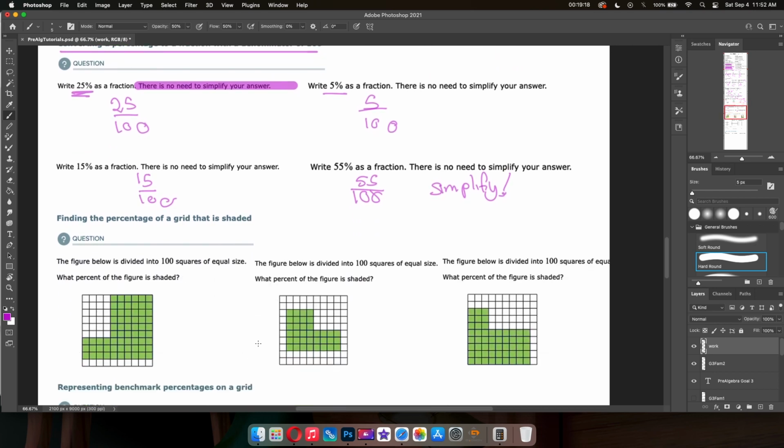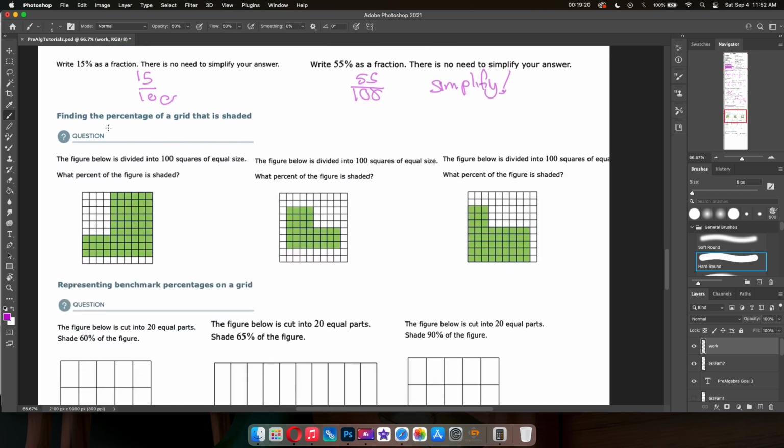So, next up, finding the percentage of a grid that is shaded. I feel like a lot of kids already have exposure to this. This is something that you learn not even in middle school. My brain tells me this is an elementary school thing, but you guys tell me whether that's true or not. The trick here is that it is, of course, always going to be out of 100.